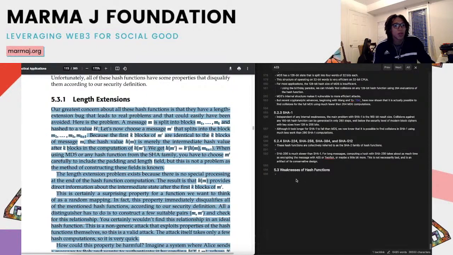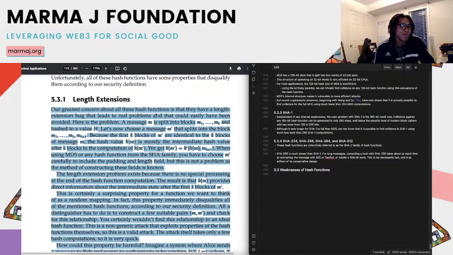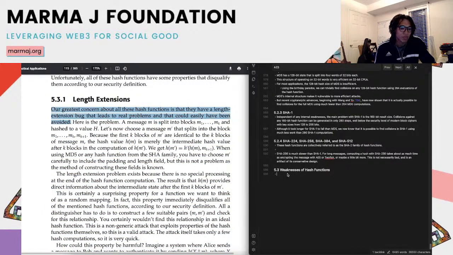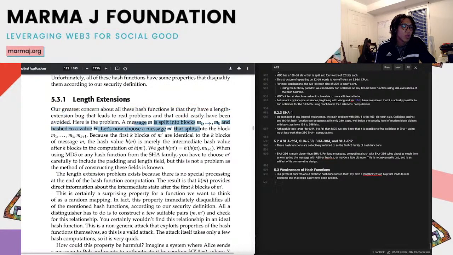Our greatest concern about all these hash functions is that they have a length extension bug that leads to real problems and that could easily have been avoided. Here is the problem. A message m is split into blocks m1 to mk and hashed to evaluate. Let's now choose a message n that splits into the blocks m1 to mk plus 1. Because the first k blocks of n are identical to the k blocks of message m, the hash value h(m) is nearly the intermediate hash value after k blocks in the computation of h(n). We get h(n) equals h(m, mk plus 1).